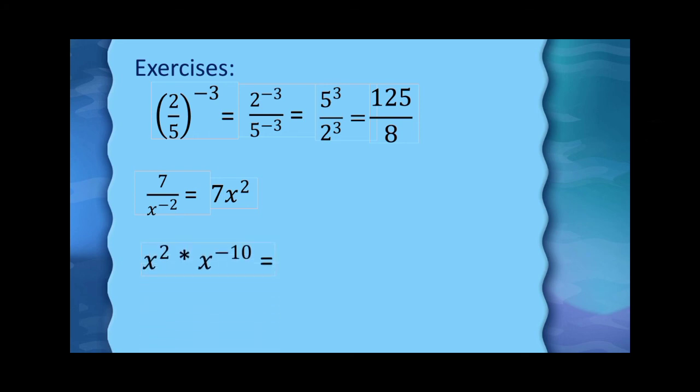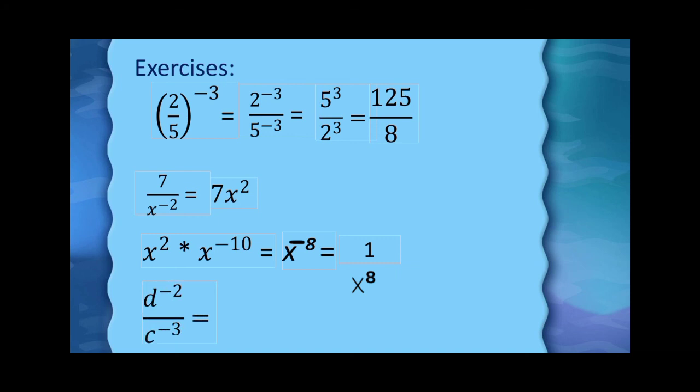Next is x squared multiplied by x raised to negative 10. So, the operation is multiplication. So, ang ibig sabihin, i-add natin ang mga exponents. So, 2 plus negative 10 is equal to negative 8. So, the answer now is x raised to negative 8. Then, syempre, dapat maging positive ang exponents. So, we have 1 over x raised to 8.